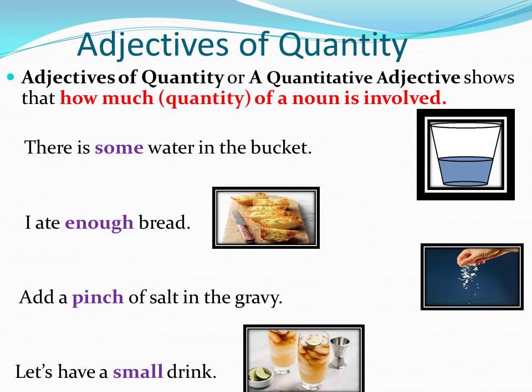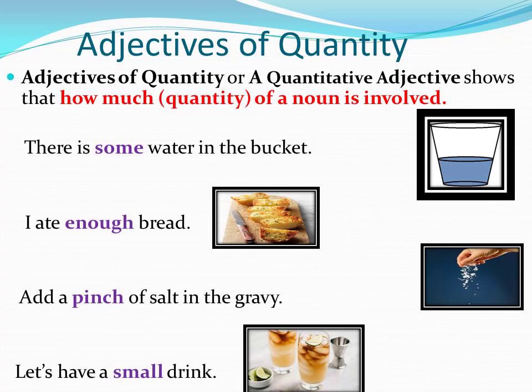adjectives of quantity. In the third sentence, add a pinch of salt in the gravy. How much of salt? Our answer is pinch of salt. So, pinch is called adjectives of quantity. In the last sentence, let's have a small drink. How much of drink? A small drink. Here, small is adjectives of quantity.